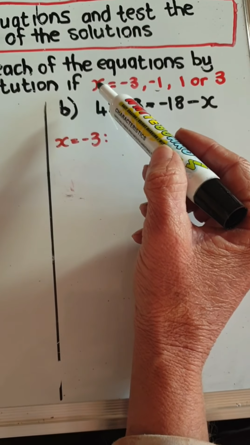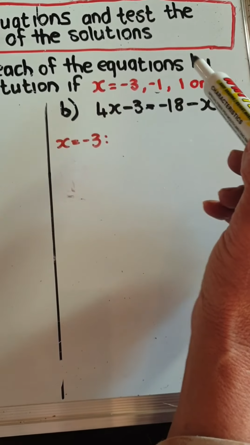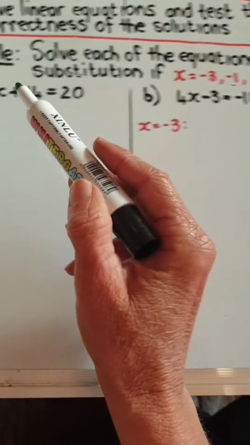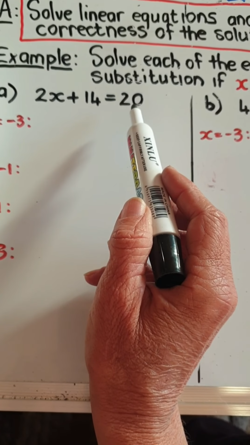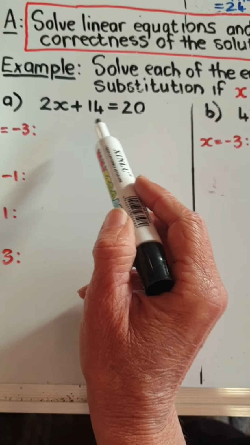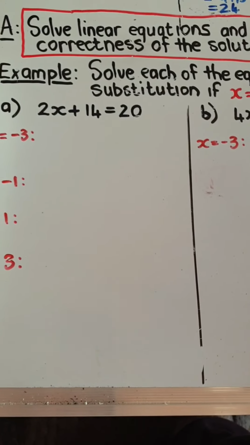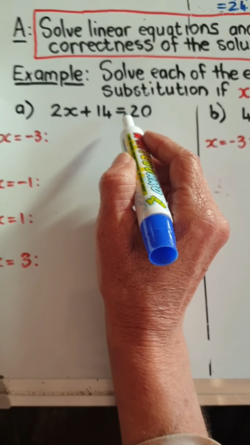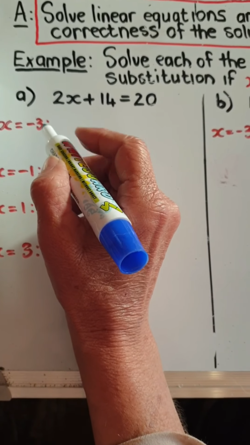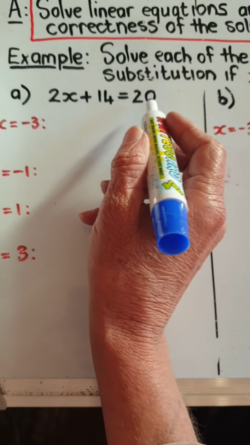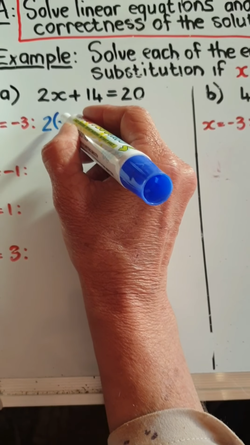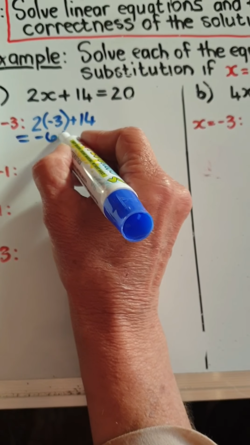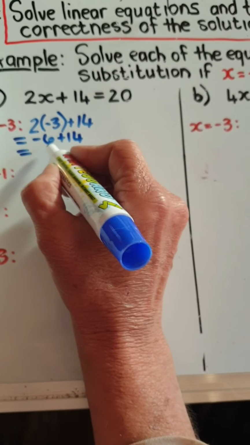So given are values for x. x can be negative 3, negative 1, 1 or 3. We're going to test which of those values will make the left-hand side of this equation equal to the right-hand side, by substituting them into the equation. So let's do that. My first equation is 2 times the number plus 14 must be 20. If I take my first value, x equal to negative 3, and substitute it into the equation, I get 2 times negative 3 plus 14, which is negative 6 plus 14, which gives me 8.